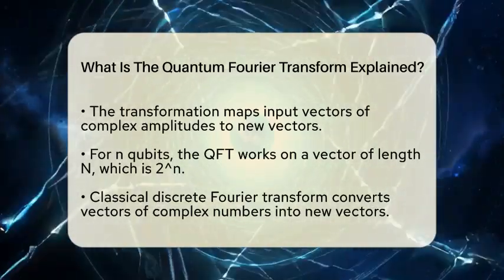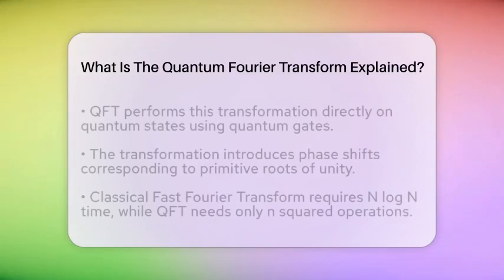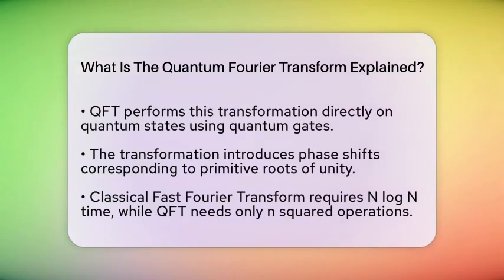When we look at speed, the classical fast Fourier transform runs in time proportional to n times the logarithm of n. In contrast, the quantum Fourier transform can be implemented on a quantum computer with only n-squared operations. This means it offers an exponential speed advantage for larger inputs.